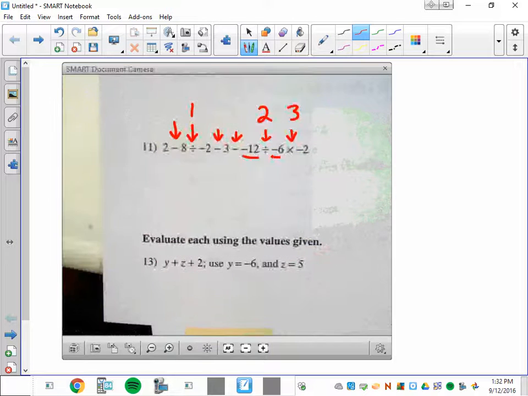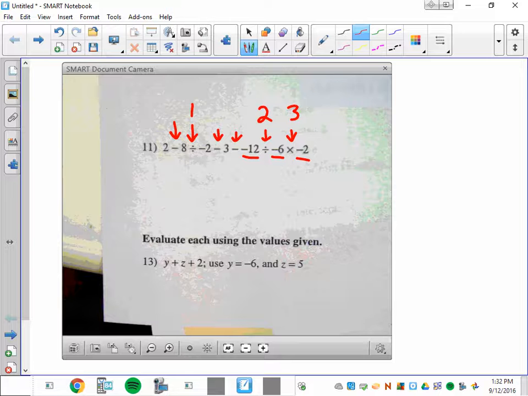12 divided by 6 times 2 is different depending on the order. 6 times 2 would be 12, so 12 divided by 12 is 1. If you do it the other way, 12 divided by 6 is 2, times 2 would be 4. So that's why you need to do left to right.